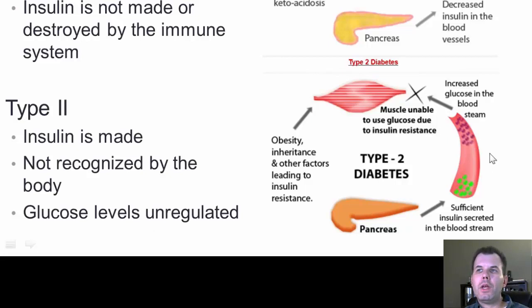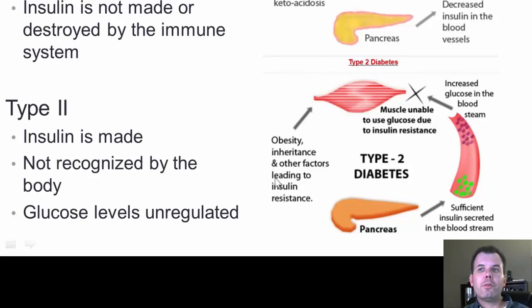And so what happens, you end up getting more glucose into the bloodstream. The muscle is unable to use that glucose because of the insulin resistance, because it doesn't have enough insulin to do it. And again, what causes these things? Obesity is a big issue. So again, if you're overweight and getting morbidly overweight, that can be an issue. Again, inheritance can be an issue there too, where people have it.